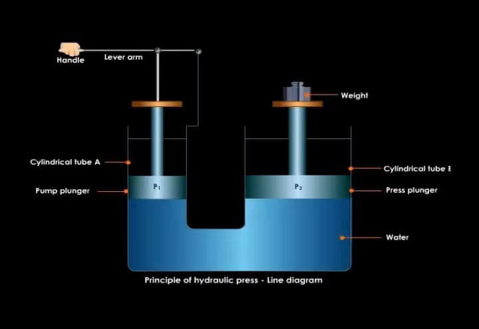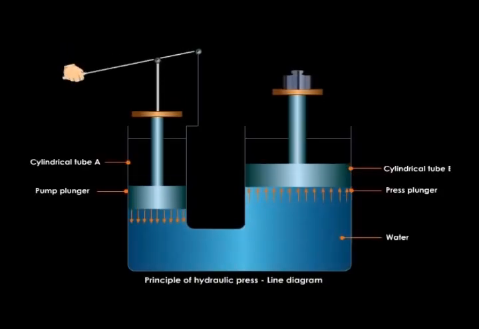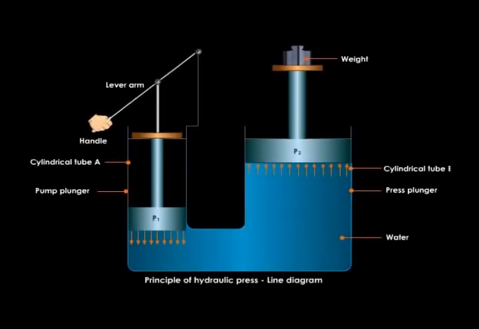When force is applied to piston 1, it exerts pressure on the liquid contained in the smaller cylinder, or the pump plunger. According to Pascal principle, this pressure is transmitted to the piston of the press plunger, due to which piston 2 is pushed upwards. Since the cross-section area of the pump plunger is less than that of the press plunger, the applied force is multiplied. Hence, by applying a small force on the small cylinder, we can lift a large weight kept on the piston of the larger cylinder.